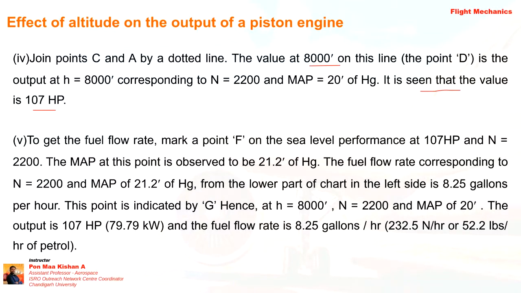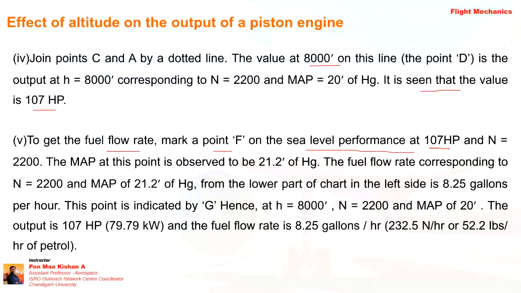Can you understand? At sea level it is 97 BHP or HP. At 8,000 feet, it is given as 107 HP. Okay, so the power required is increased at 8,000 feet altitude. Okay, right. So next is to find the fuel flow rate, right? So we need to find the fuel flow rate first at the sea level performance. So mark a point F on the sea level performance at 107 HP.